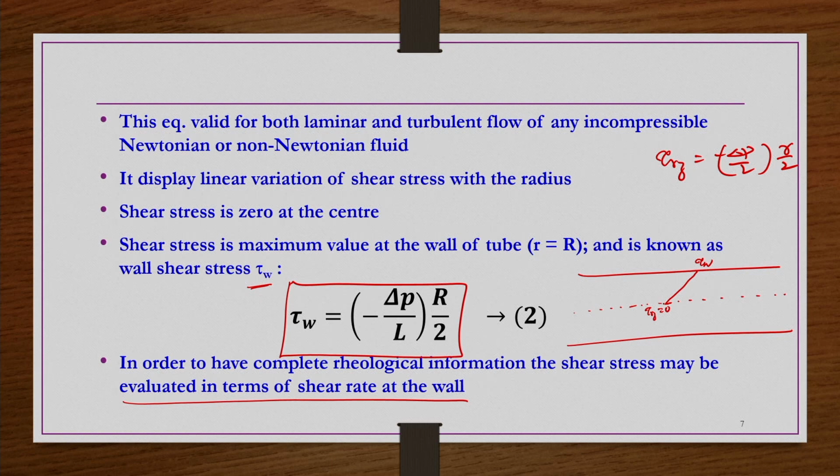It is linearly increasing as you move from the center to the wall of the tube. Now, should you take the tau rz value at this location, at this location, at this location, or at the wall or at the center? Which one should you take?